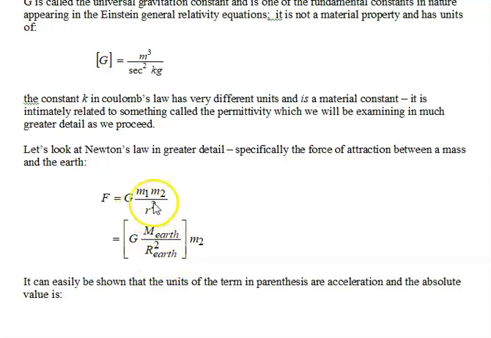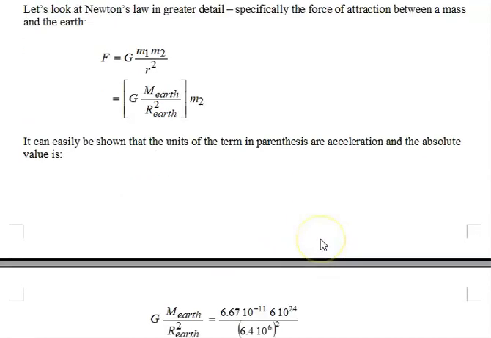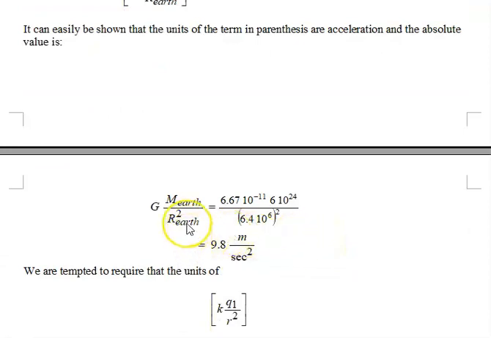So we want to take a look again at the attraction of the Earth to some mass which is close to the Earth. So I have the universal gravitational constant, I have the mass of the Earth, I have the radius squared of the Earth. So we put all those things in, and we find this is the mass of the Earth.